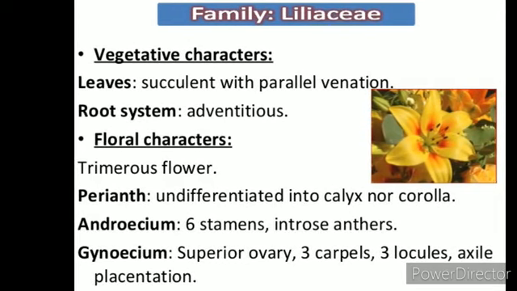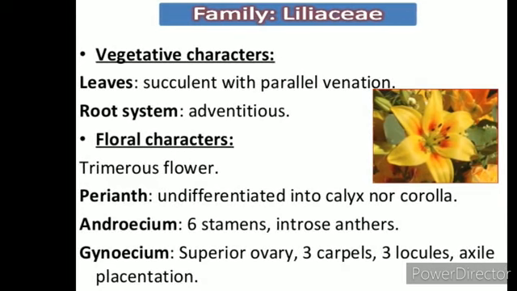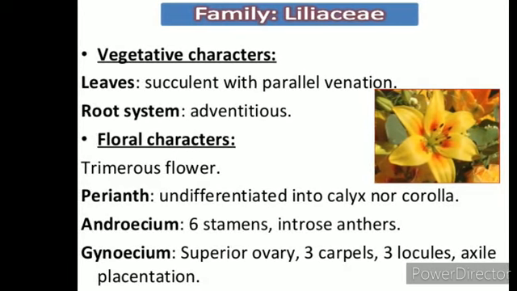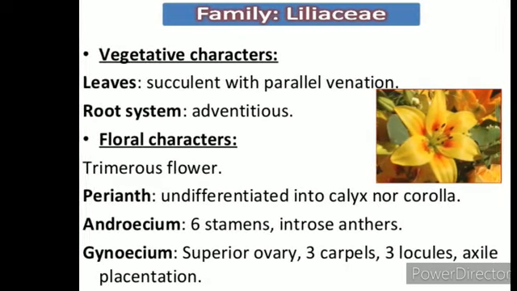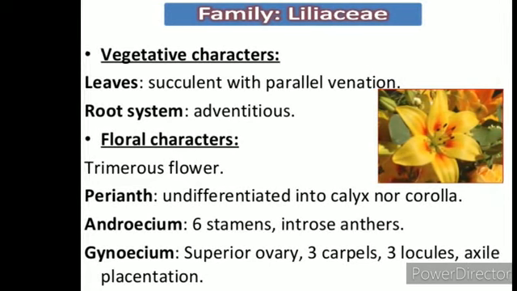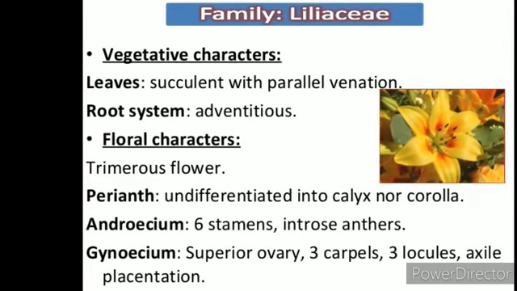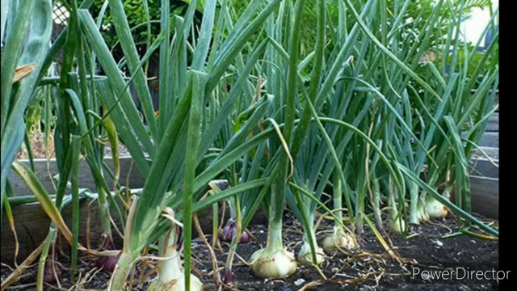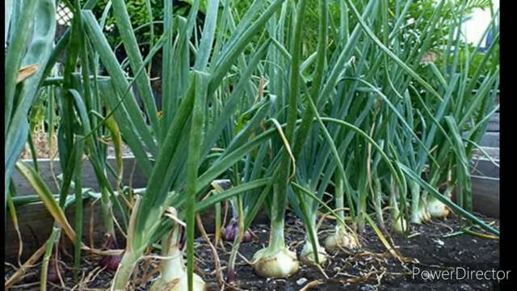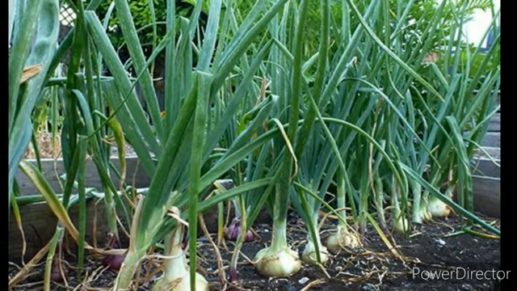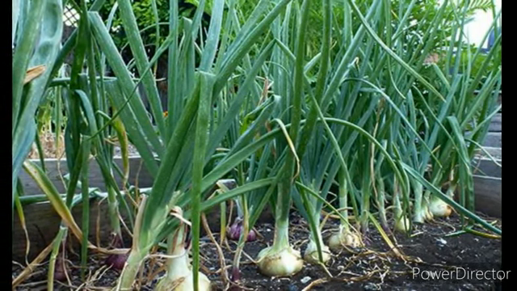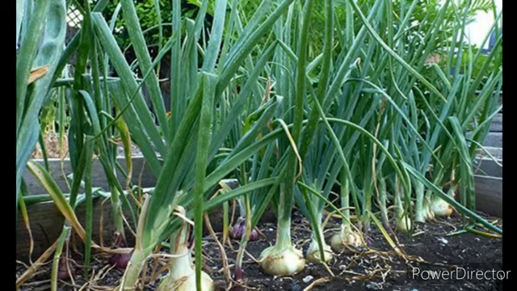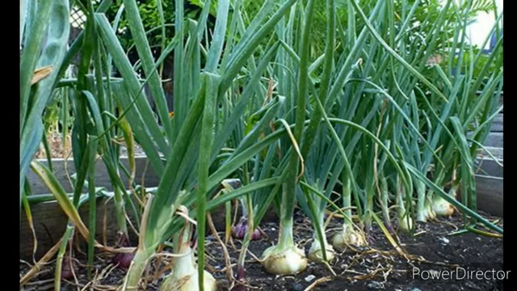Coming to the leaves of the Liliaceae family, mostly radical, you can see in Allium, or cauline in plants like Gloriosa, simple, alternate, linear, exstipulate, parallel venation, or exceptionally reticulate in Smilax. So these are the vegetative characters, and now we are going to see floral characters.